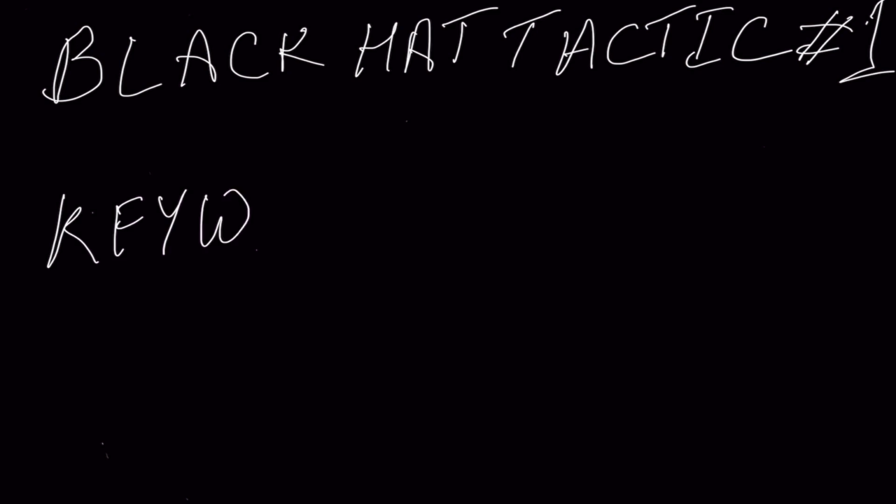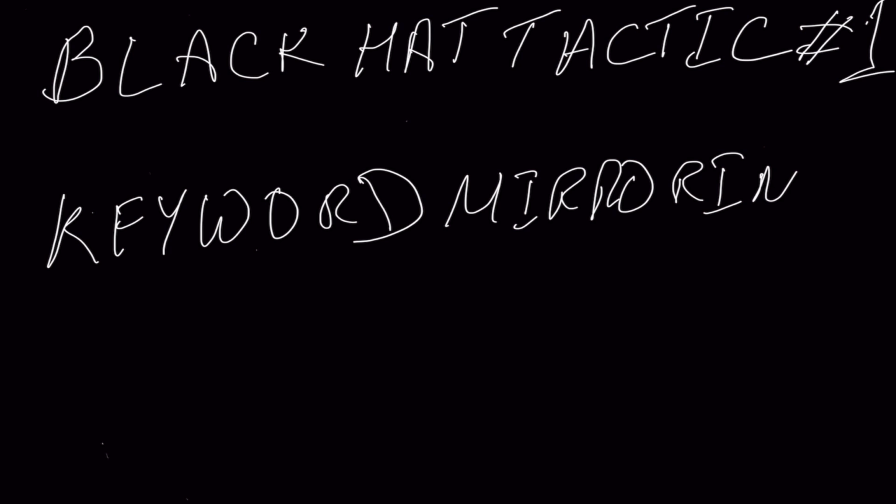So the first black hat tactic we're going to talk about is keyword mirroring. And what we're essentially doing is we're going to overload Google's SERPs with keywords and our brand terms that overwhelm the search to the point where the main competitor or the top competitors just drop off SERPs altogether.